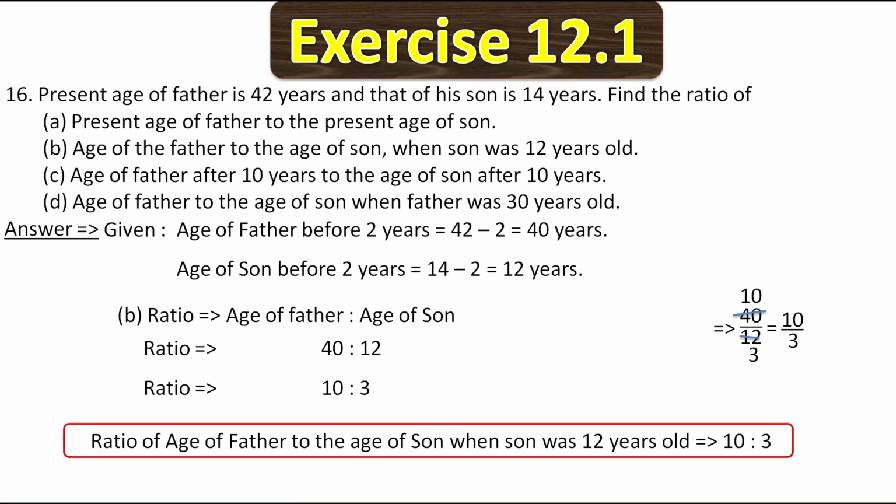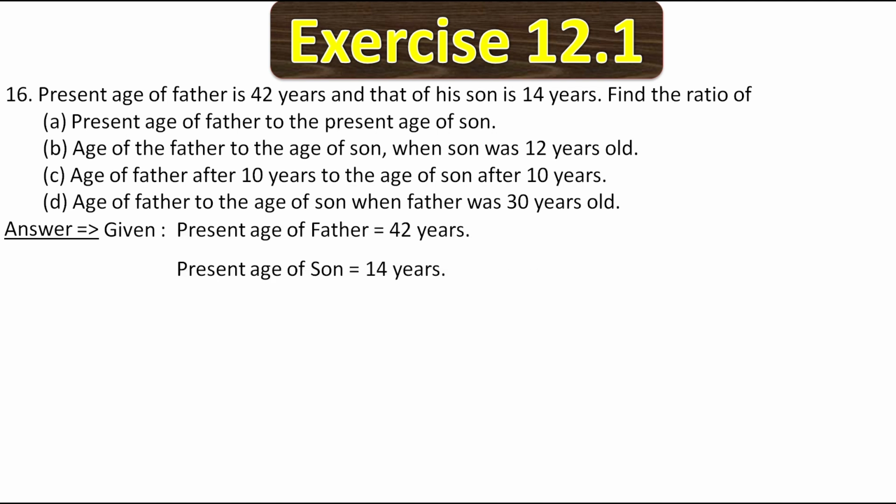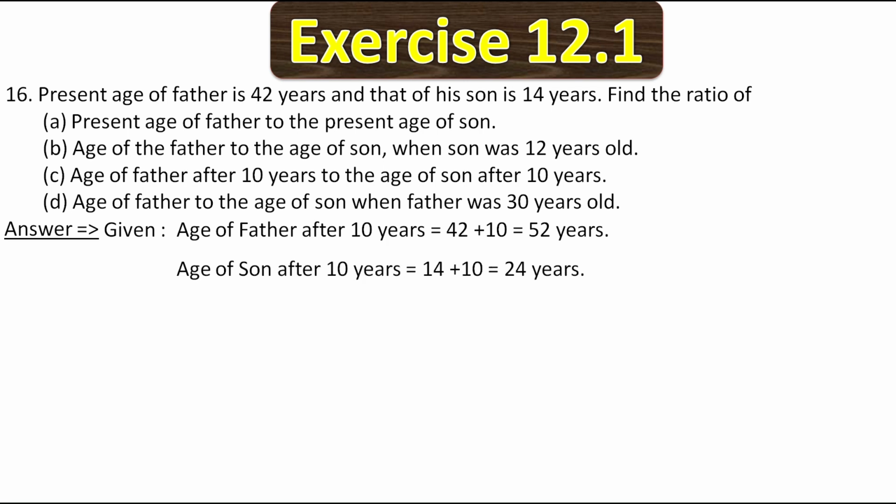Okay. Now we have to find the ratio for age of father after 10 years to the age of son after 10 years. Okay, present age is 42. After 10 years, the father's age will be 42 plus 10 is equal to 52. And son's age will be 14 plus 10 is equal to 24. Now let's find the ratio. Ratio will be 52:24.